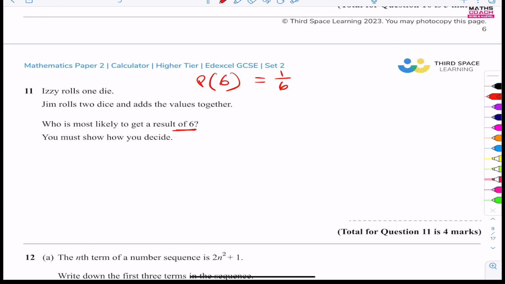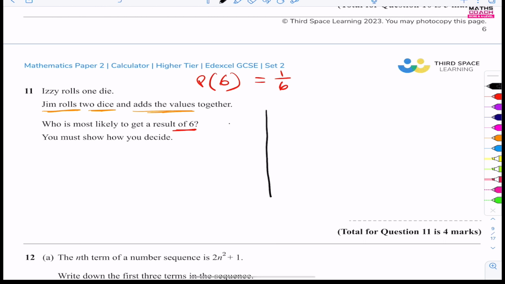So that's a probability of a 6. So if Izzy was to roll 1 dice, the probability that she gets a 6 is just 1 out of 6. But if we focus on Jim, Jim rolls 2 dice and he adds the values together, making things complicated for him to get a 6. We need to draw a table.